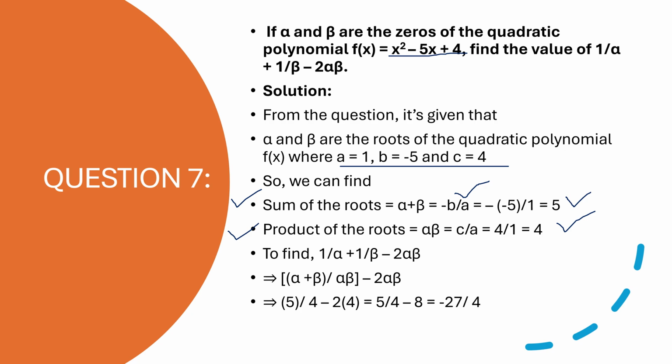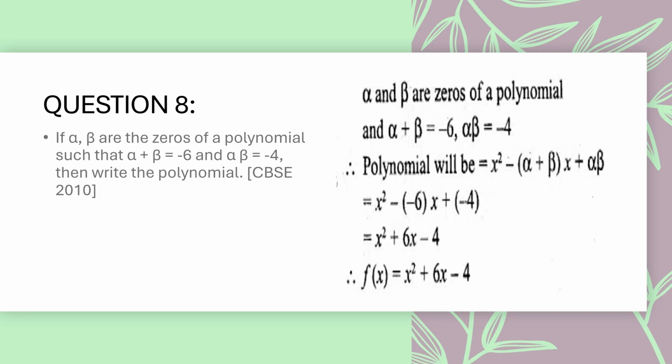Now what is the expression given? You need to find the value of 1 upon alpha plus 1 upon beta minus 2 alpha beta. So here you just have to simplify this, substitute the values, students, and then you will get the answer after the calculation. So once again I'll repeat it. You first write A, B and C. Find the sum of the roots and product of the roots from the equation, and whatever value you have to find from the expression given, substitute the values of alpha plus beta and alpha beta, and then you will get the answer.